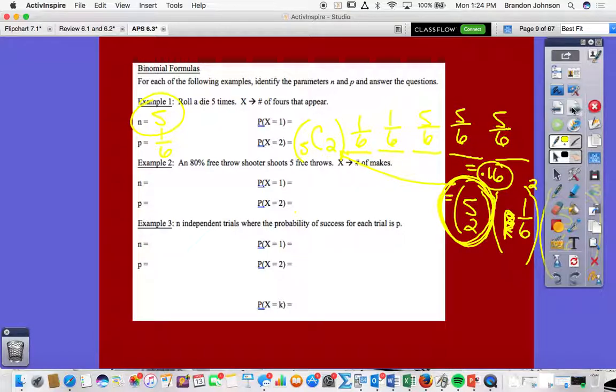All right, let's do this one real quick. We've got 6 minutes left, and then we can get this done. That way we don't have to do it tomorrow. An 80% free throw shooter shoots 5 free throws. The number of makes. All right, do this.